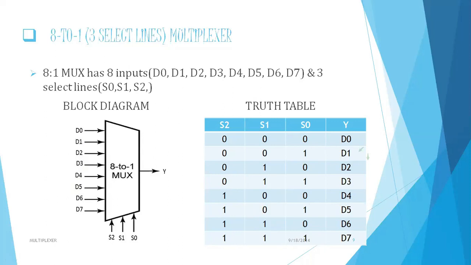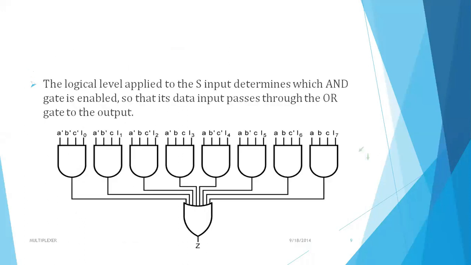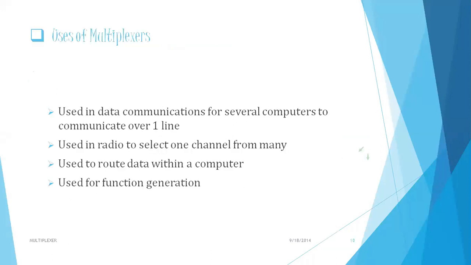More number of inputs means it will select any one of the inputs as output. Is it clear? That is the 8 to 1 multiplexer. This is the logic diagram for that 8 to 1 multiplexer.